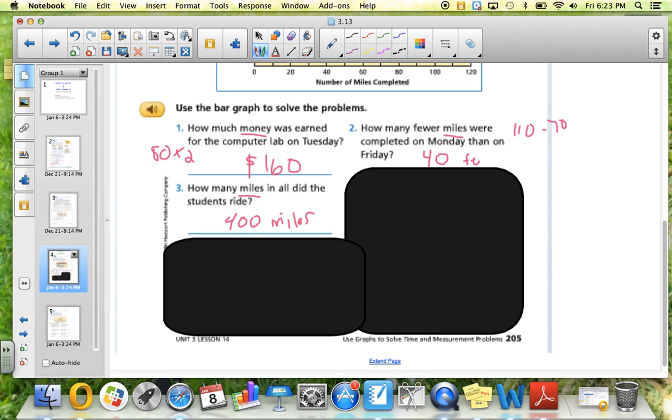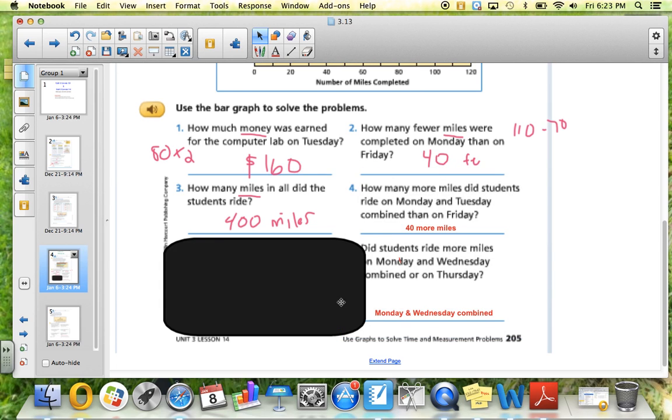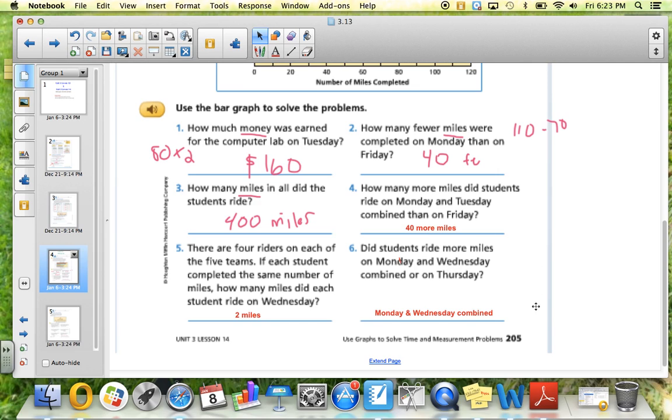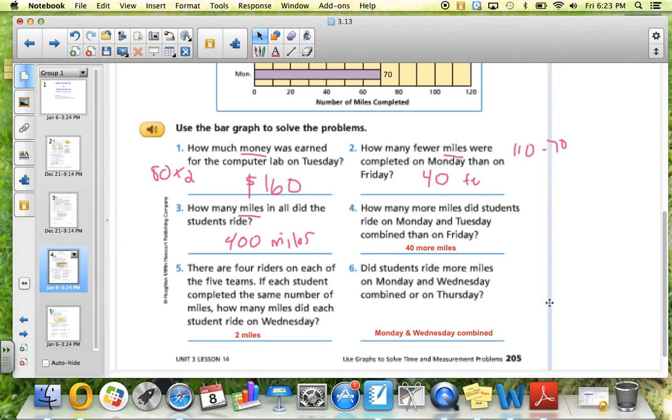Now, I know you probably are like, what are these black things? I want you to pause the video and answer question 4, 5, and 6 on your own. Check with your partners, and then come back and check that your answers are correct. Okay, good luck. Okay, welcome back. Here are the answers for 4, 5, and 6. Pause the video if you need.